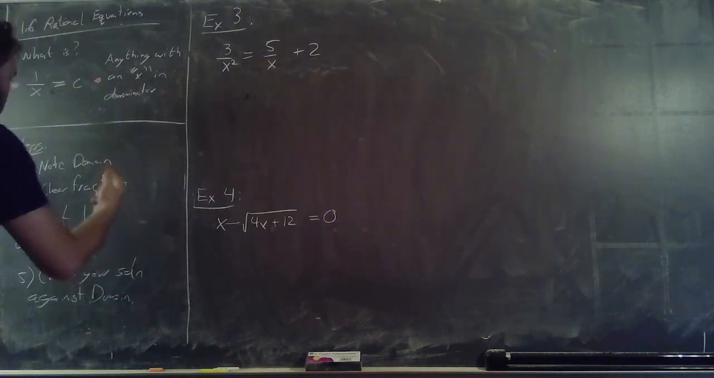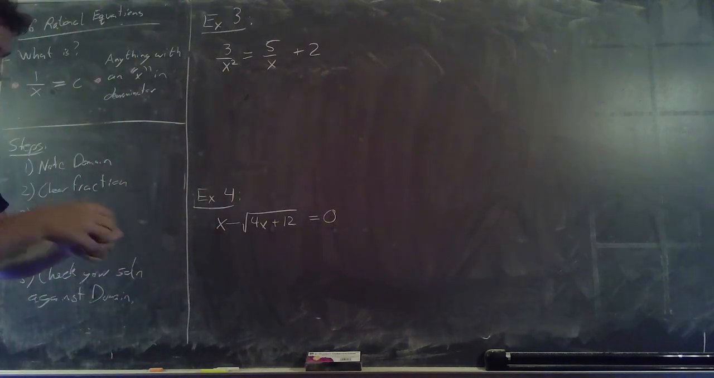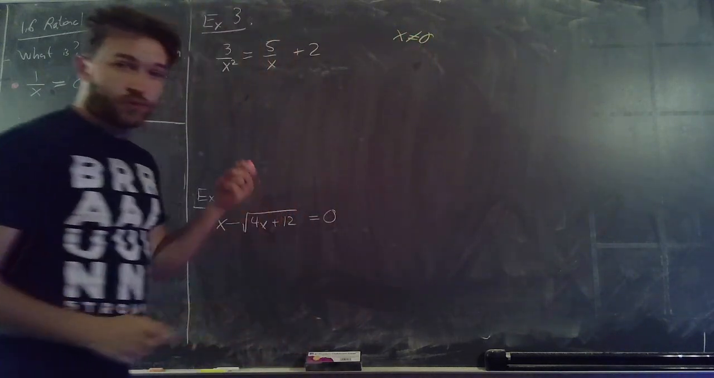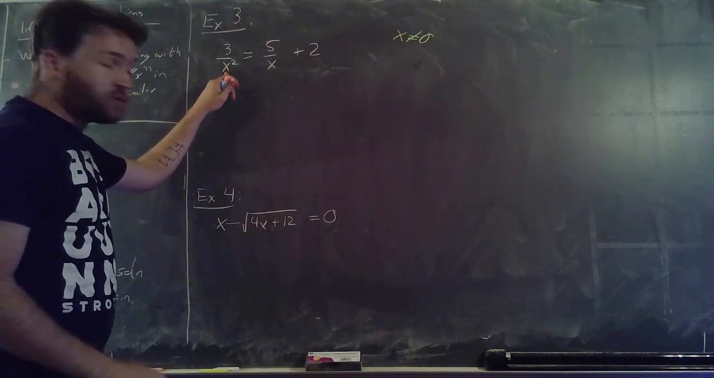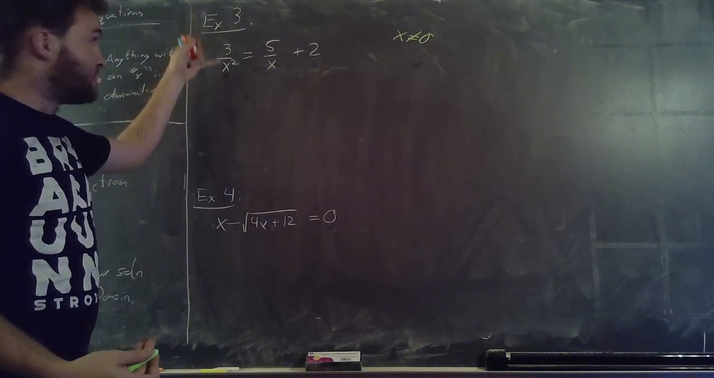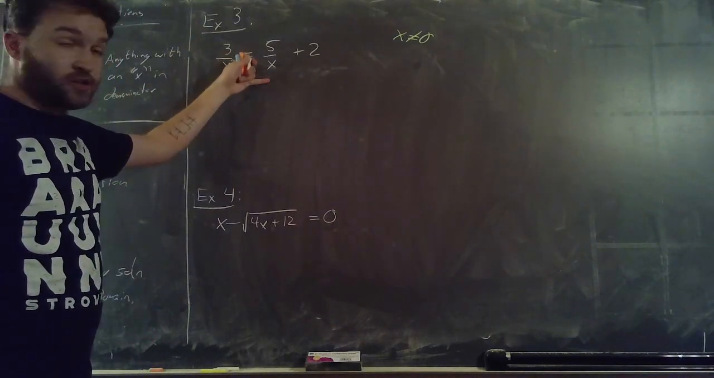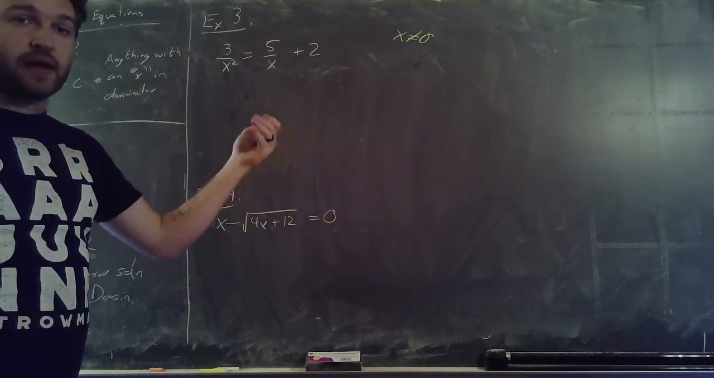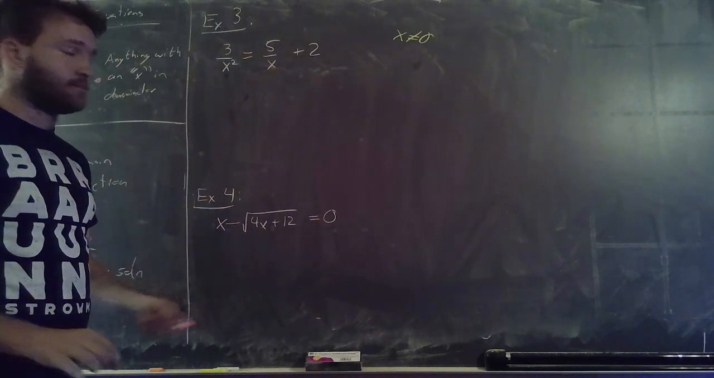So, first things first, I'm always going to note the domain. What am I not allowed to have? This one's pretty easy. If I plug in 0 into 0 squared, that's 3 divided by 0. Can't have that. If I plug 0 in here, same story. 5 divided by 0, you can't have that. So that's the only number that I'm not allowed to have is 0. I can plug anything else in.